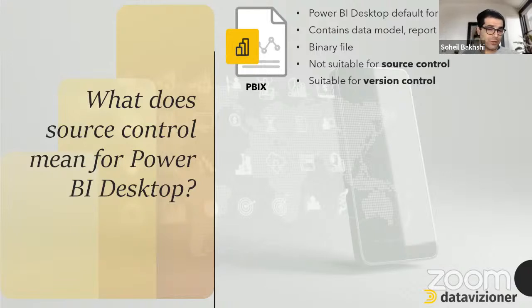Because it is binary, it is not really suitable for source control. Back in the day, I wrote some blog posts about running version control over PBIX files, but in source control, as I mentioned in the previous slide, one of the most important features of source control systems is that it gives you the ability to move around the history, right? And you can roll back to previous changes. Yes, with version control you can do that, but it was not supporting multiple developers working on the same project.